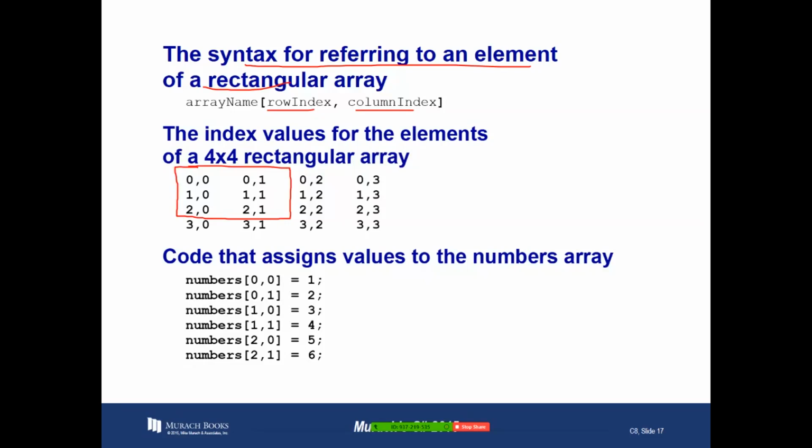And [0,0] is going to be equal to 1. And [0,1] here is 2. This is 2, and this is 3. And this is 4, and this is 5. And this is 6. So 2, 1, 6.